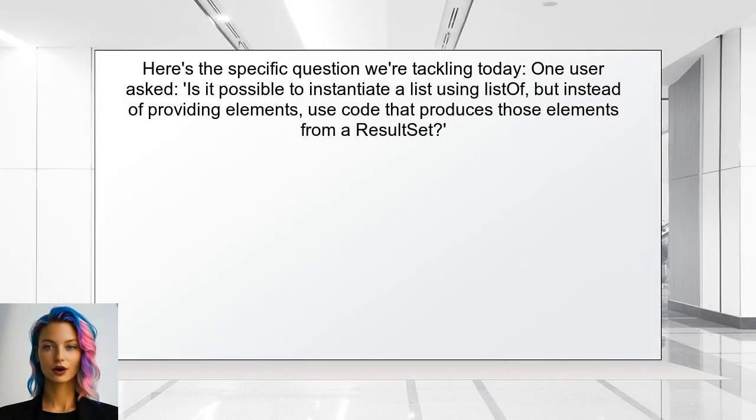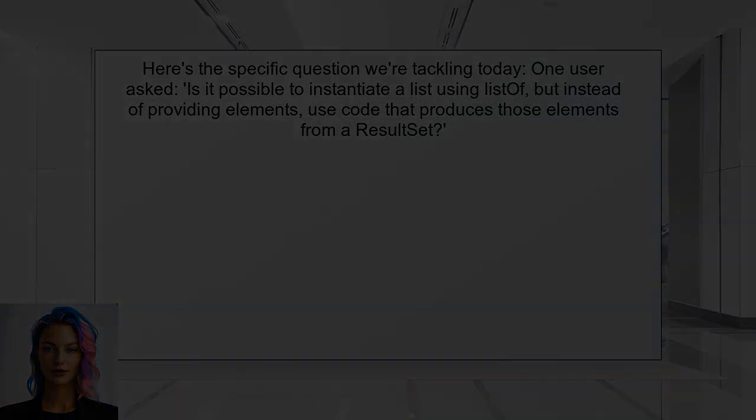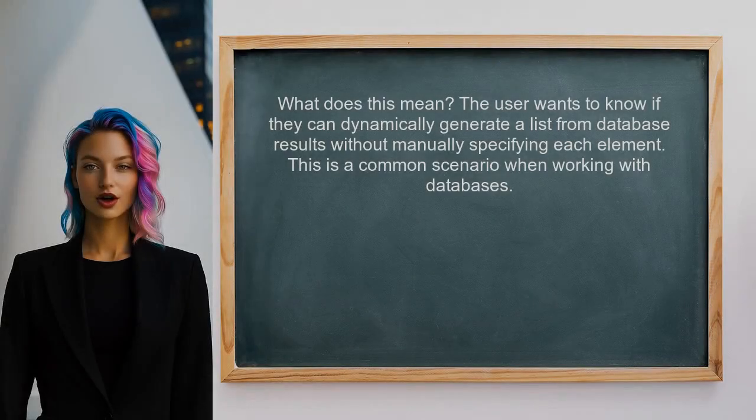Here's the specific question we're tackling today. One user asked, is it possible to instantiate a list using listOf, but instead of providing elements, use code that produces those elements from a result set? This is a great question and one that many Kotlin developers might have. So what does this mean?